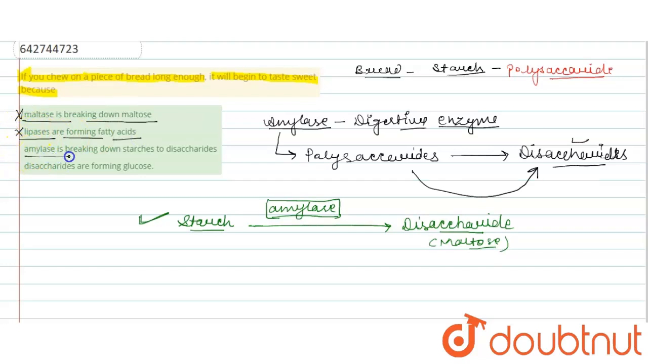Next is amylase is breaking down starches to disaccharides. As I told you earlier, this option will be our correct answer. Now the remaining one: disaccharides are forming glucose. Forming glucose is not related to this question, so this will also be incorrect. So as I told you, the third option, amylase is breaking down starches to disaccharide, is the correct answer of this question.